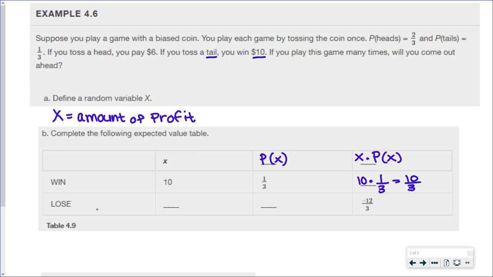Next, lose. What happens when we lose? So if we lose, we are tossing a heads and we have to pay $6. So we're going to lose $6. The probability of this happening is 2/3. So here we're going to put the 2/3. To get this number over here, the expected value, we take -6 and we multiply it by 2/3. That gives us -12/3.